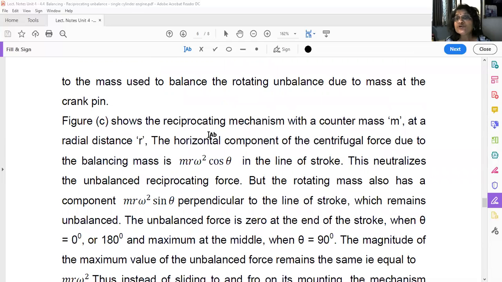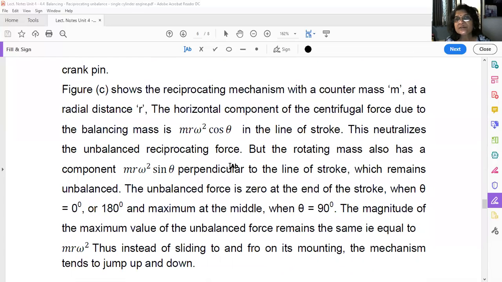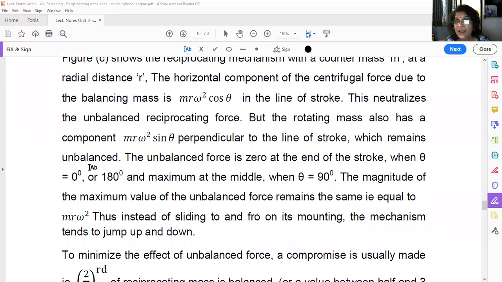So the above figure shows a reciprocating mechanism with a counter mass M at a radial distance r. The horizontal component of the centrifugal force due to the balancing mass is Mr omega square cos theta in the line of stroke. This neutralizes the unbalanced reciprocating force. But the rotating mass also has a component Mr omega square sin theta, which is perpendicular to the line of stroke, and this remains unbalanced. The unbalanced force is 0 at the end of the stroke because cos theta is 0 over there.